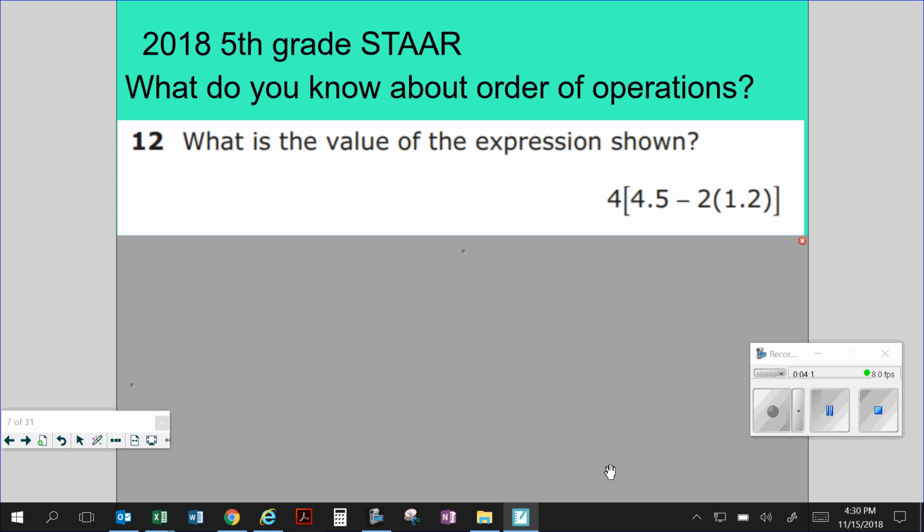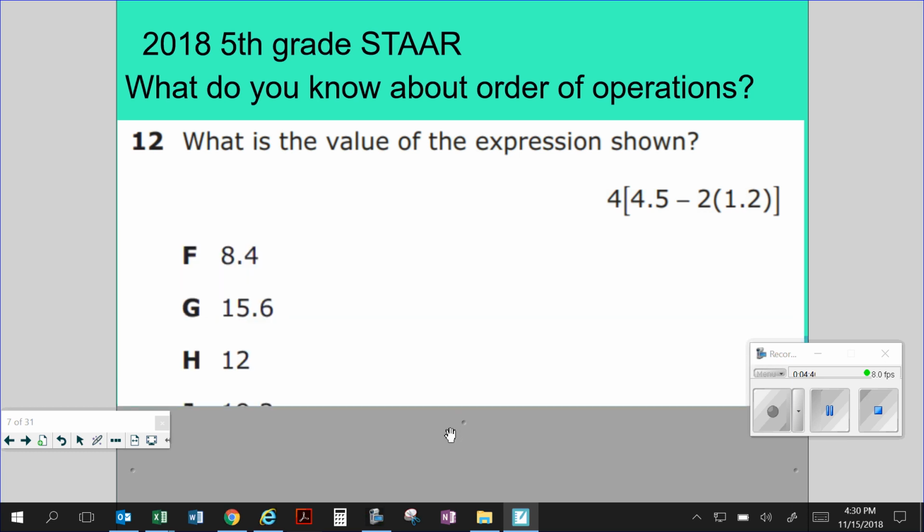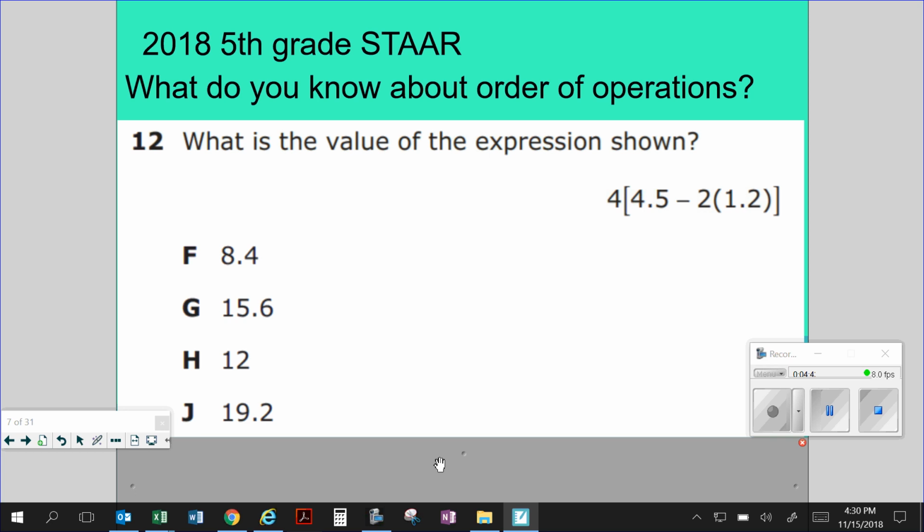This is an order of operations problem. You have learned how to use order of operations. The only difference between sixth grade and fifth grade is that our order of operations has exponents and negative numbers. In fifth grade, it's without the exponent and it's just positive numbers. So I'm going to give you time to solve this on your notes. When you're ready, please come back to this video. Welcome back. Which one did you find as the answer: 8.4, 15.6, 12, or 19.2?